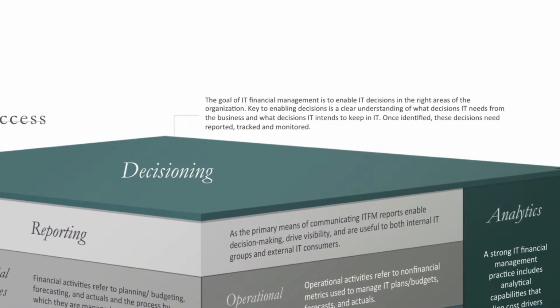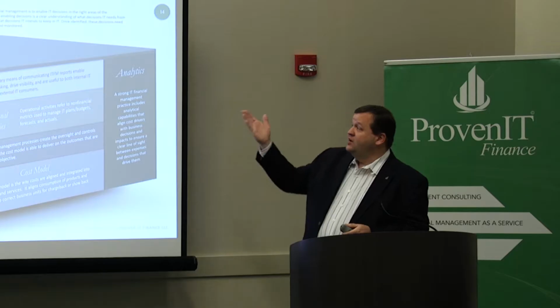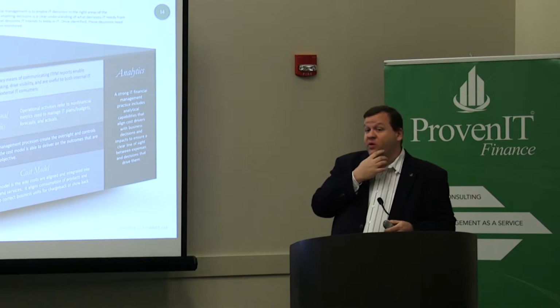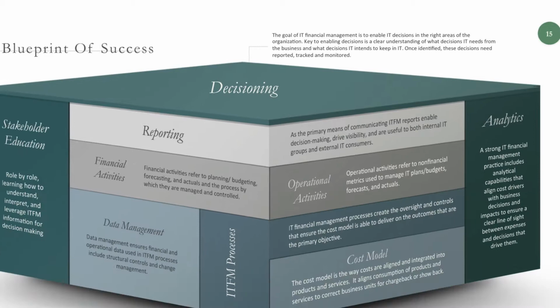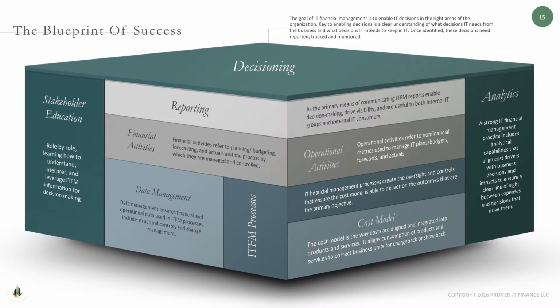I am assuming that nobody goes down the path of IT financial management without the intent of improving decision making. I can't imagine why you would even bother with it, because it's a pain in the butt otherwise. So we know that there are decisions the organization is trying to make, and we know they're trying to get those decisions made better, more consistently. And so identifying what those decisions are and how we're going to enable it becomes a critical part of this process. And you'll see that there are two pillars left and right that support decision making: stakeholder education and analytics.